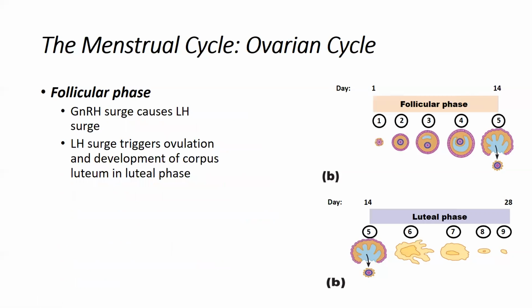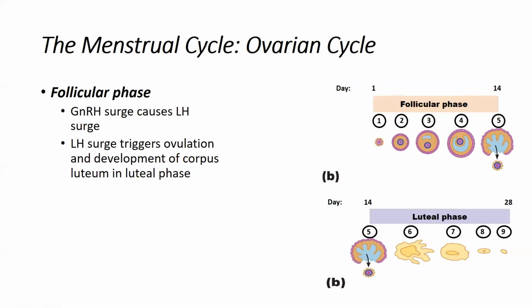So GnRH, the hormone secreted from the hypothalamus, causes a surge in LH from the anterior pituitary, again very similar to the case in males. And that LH surge triggers ovulation, because that ovum has now ruptured from this follicle. So this is that mature Graafian follicle. This ovum has now ruptured out. What's left behind is what becomes the corpus luteum.